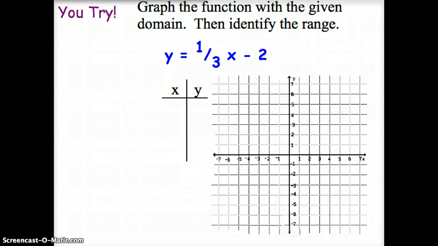Your turn, last problem. You need to graph the equation y equals 1/3 x minus 2. Pause your video at this point. Again, you can choose different domain values, but the values that I chose were ones that were evenly divisible by 3 since I was multiplying by 1/3. Your graph should look something like this, whether you chose the same domain values as me or not.